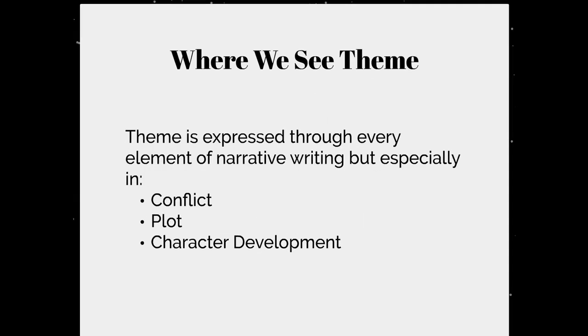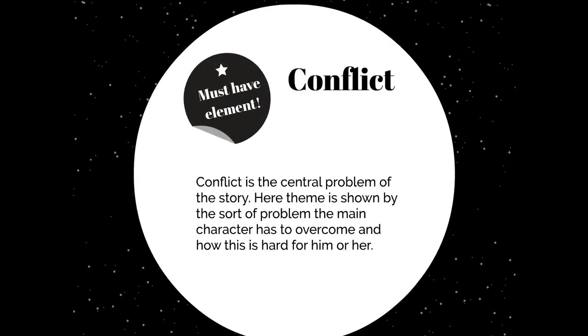We see theme expressed through every element of a narrative writing, but we especially see it in the conflict, the plot, and the character developments. Conflict is an absolutely must-have element. Without conflict, a story is boring and has nowhere to go. So conflict is the central problem of the story. Theme is shown by the sort of problem the main character has to overcome and how hard this is for him or her.